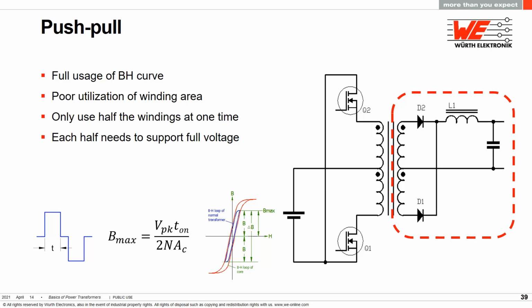In all the topologies with bipolar waveforms, you'll find a 2 in the denominator of the flux formulas because the formulas are for B max. The 2 divides delta V, the full flux swing, in half.